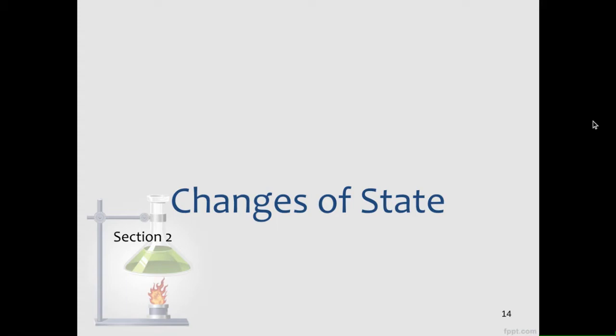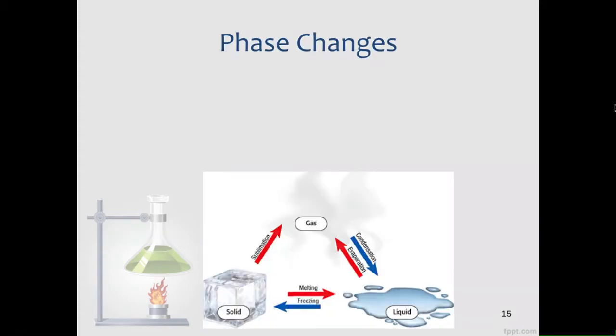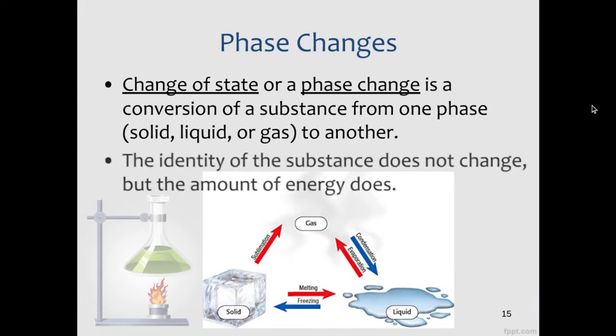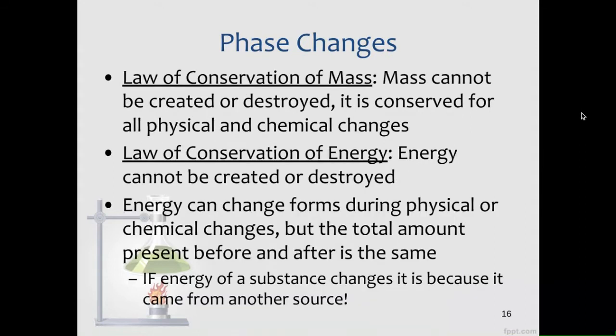Chapter 3, Section 2, Changes of State. Phase changes shouldn't be anything new. We know that when we change the state, it's also called a phase change, and it's just converting a substance from one phase to another. So we could be going from a solid to a gas, a liquid to a solid, a gas to a liquid, or back the other way. The identity of the substance does not change, but the amount of energy does.